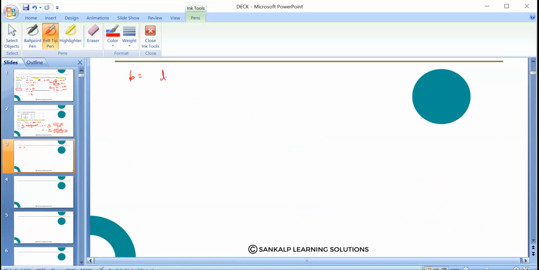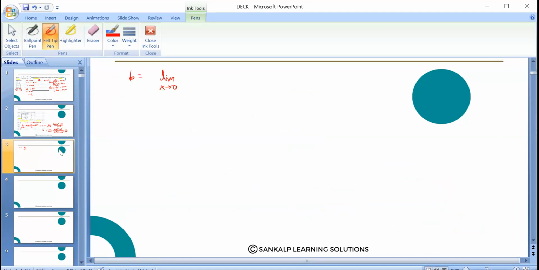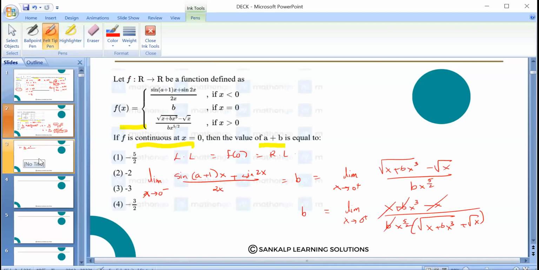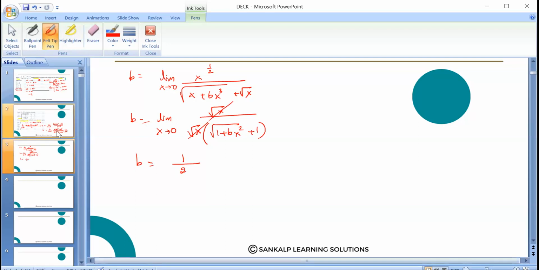But you have to do something else before putting x as 0. Because in the numerator you have x power 3. X power 3 minus 5 by 2. 6 minus 5 by 2, 1 by 2. So you have x power 1 by 2 in the numerator. And in denominator you have square root of x plus bx cube plus square root of x. Now before substituting x as 0, numerator you have square root of x, denominator you take square root of x common. So square root of 1 plus bx square plus 1. Square root of x will cancel, put x as 0. 1 by 2. So b is 1 by 2.